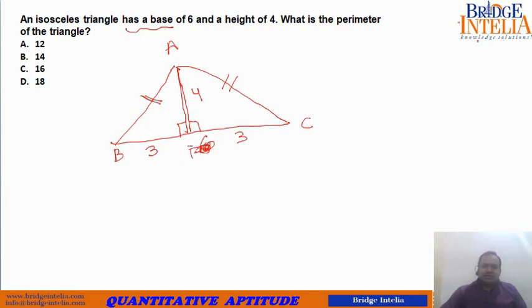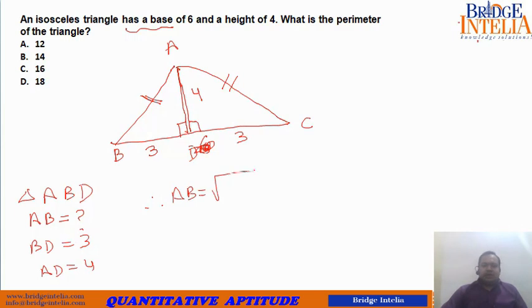So in triangle ABD, you can apply Pythagoras theorem. In triangle ABD, AB we don't know, BD is 3, AD is 4. So AB will be equal to what? Under root of 4 square plus 3 square, so comes out to be 5. So AB is equal to 5. From here to here this length is 5. Since it is isosceles, this must also be equal to 5.